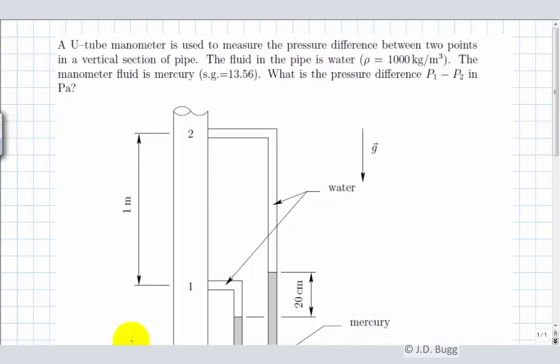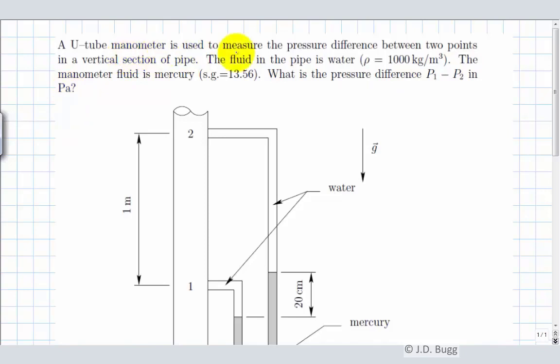A U-tube manometer is used to measure the pressure difference between 2 points in a vertical section of pipe. The fluid in the pipe is water, density of 1,000 kilograms per cubic meter. The manometer fluid is mercury with a specific gravity of 13.56. What is the pressure difference P1 minus P2 in pascals?